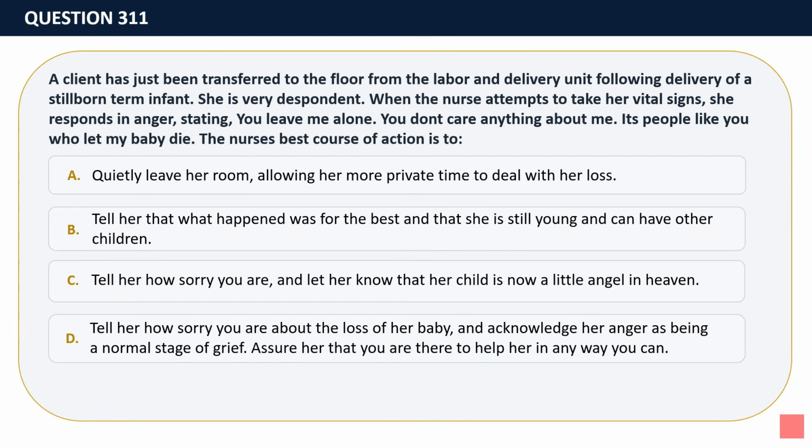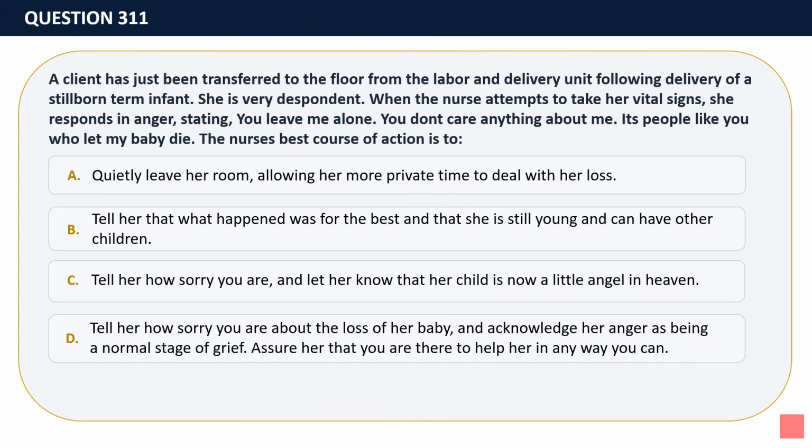Question 311. A client has just been transferred to the floor from the labor and delivery unit following delivery of a stillborn term infant. She is very despondent. When the nurse attempts to take her vital signs, she responds in anger, stating, "You leave me alone. You don't care anything about me. It's people like you who let my baby die."